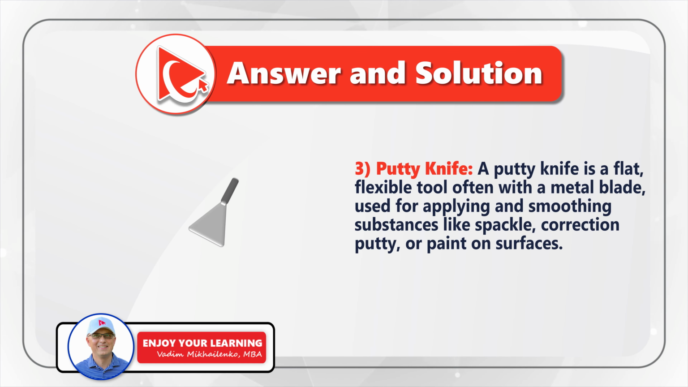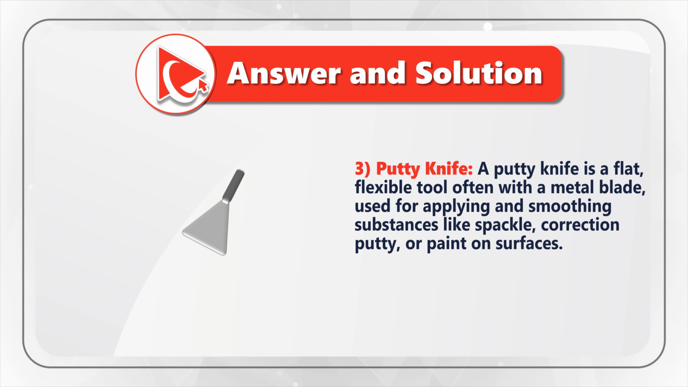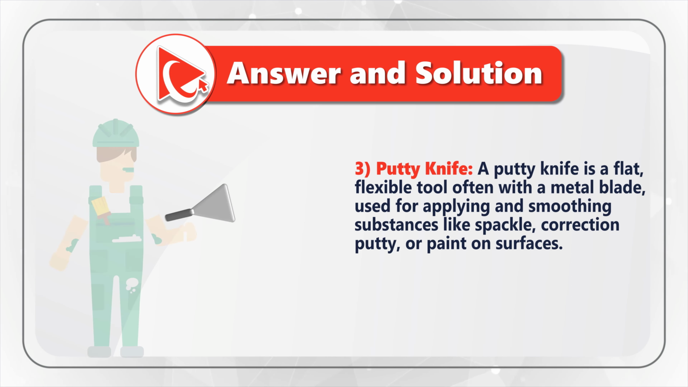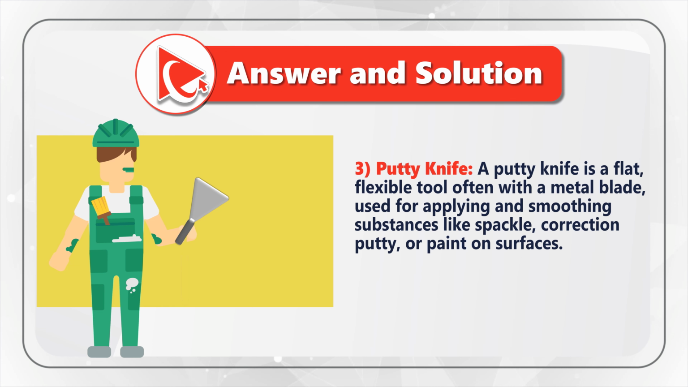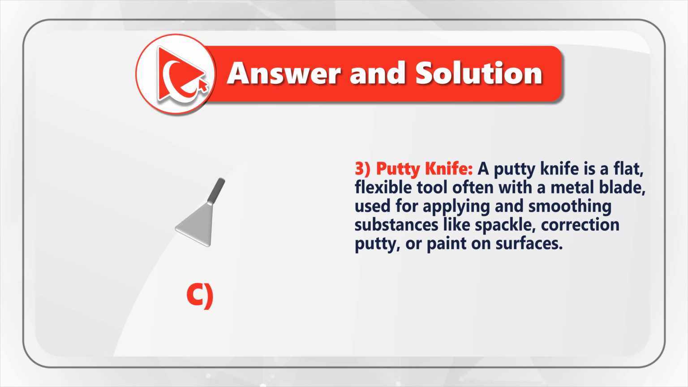I think description 3 matches putty knife. And the putty knife is a flat, flexible tool, often with a metal blade used for applying and smoothing substances like spackle, correction putty, or paint on surfaces. And description 3 matches choice C.